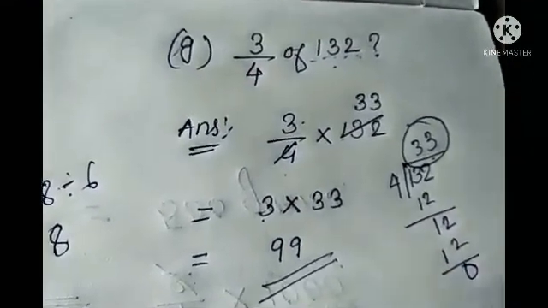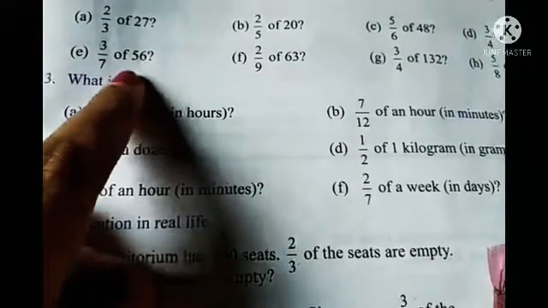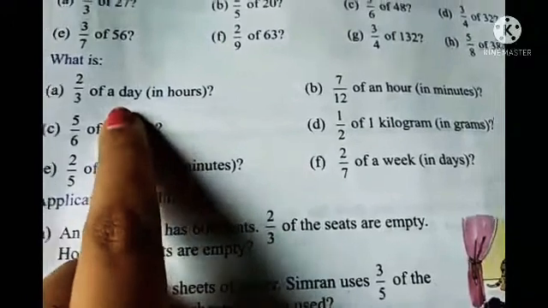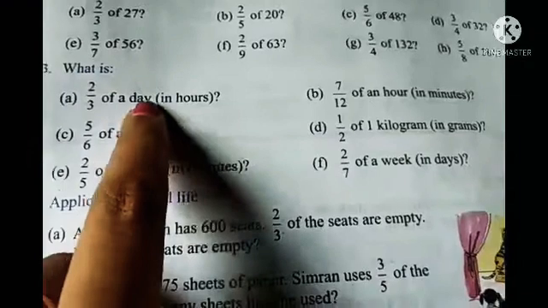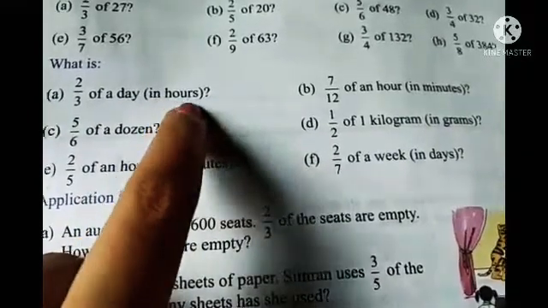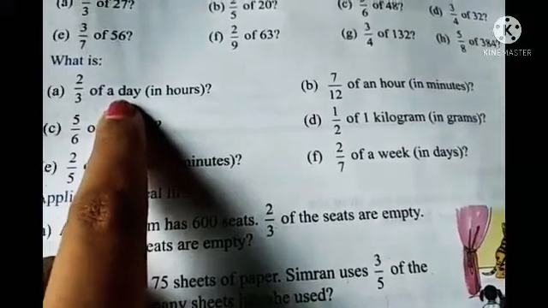Okay students. Question number 3 is also the same as question number 2, but here it is a little bit different because there a number was already given, right? And you know that by dividing with the denominator you can get it, but here no number is given. You need to know what these words mean. So 'of a day in hours', in bracket you see in hours, that means you have to find out a day in hours. So you know that a day is equal to 24 hours. So in place of this you will write 24.